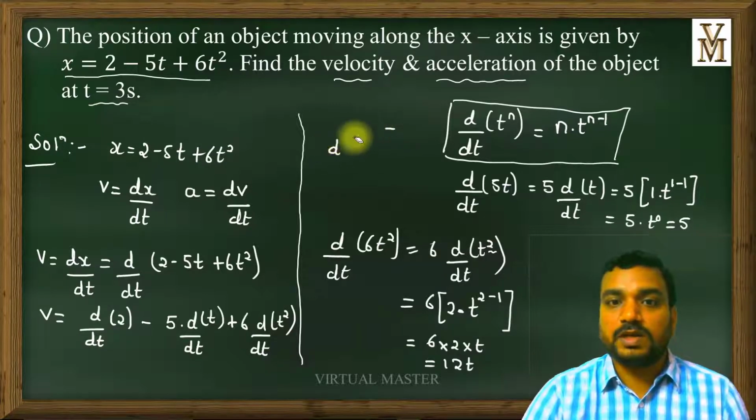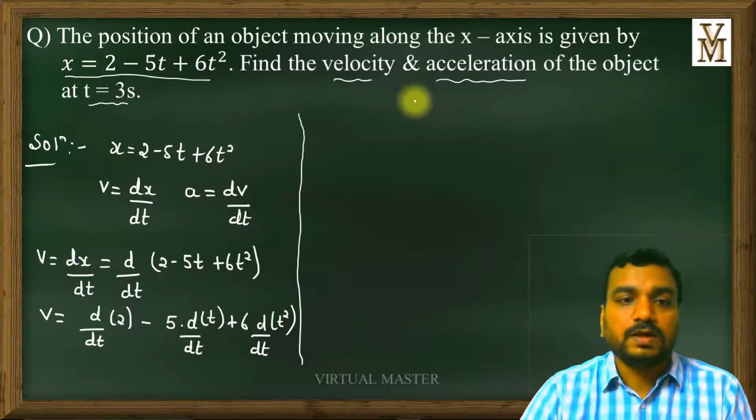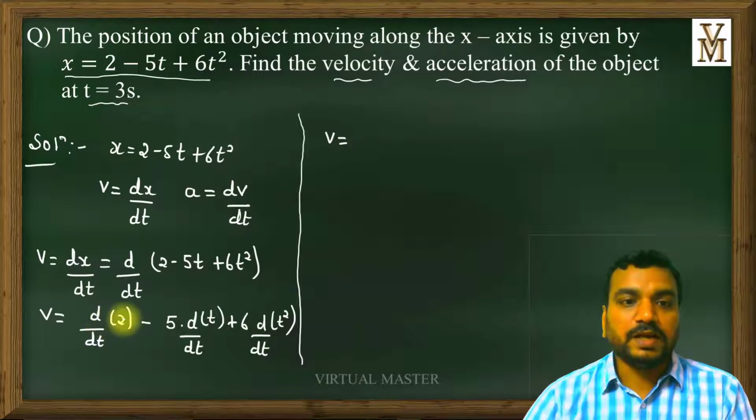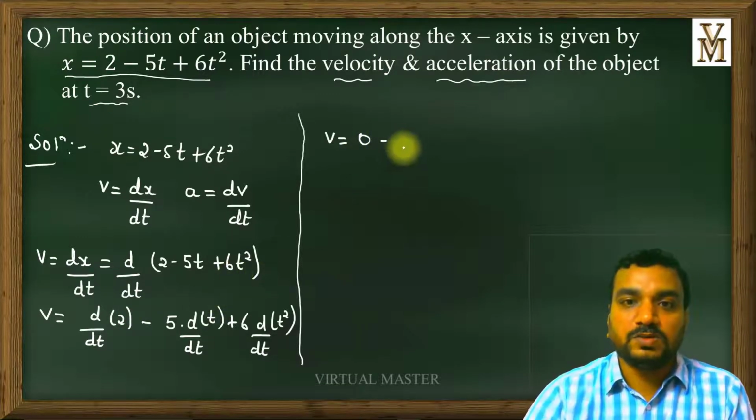I hope everyone has noted these formulas. Okay, now v will be equal to d by dt of 2, that is a differentiation of a constant, which will be equal to 0, minus 5 into differentiation of t with respect to t, which is equal to 1. Already we have discussed this, isn't it?